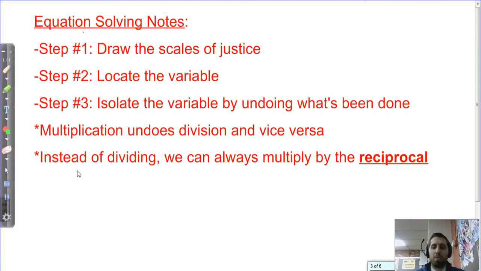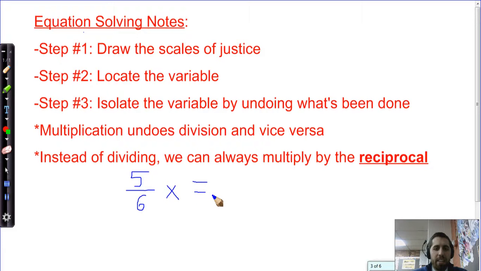So sometimes if you want something to cancel out, let's say I have 5/6 of an x, and that is equal to 1. Well, I want to find out what just one x is equal to. How do I cancel this 5/6 of an x? I could divide by 5/6, and I would flip when you divide fractions, and what you'd end up doing is multiplying by 6/5. So that's an easier shortcut way to do it.